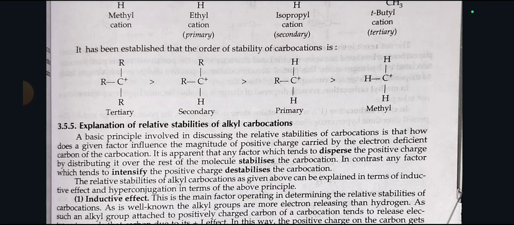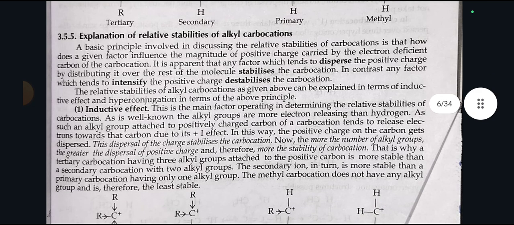It has been established that the order of stability of carbocations is R3C+ tertiary highest, then R2CH+ secondary, then RCH2+ primary, then CH3+ methyl.